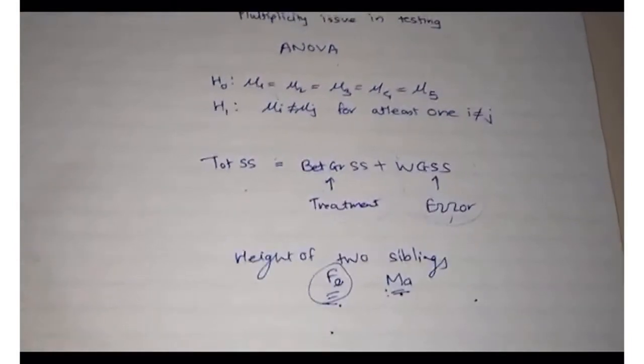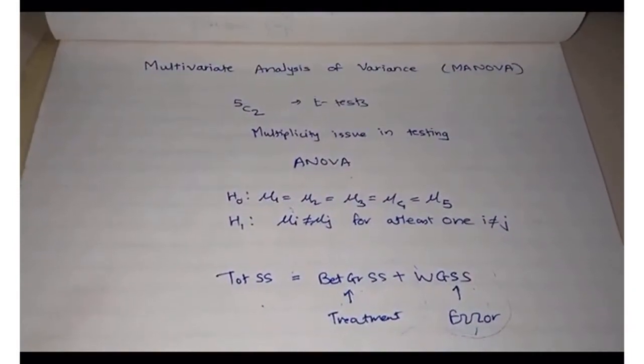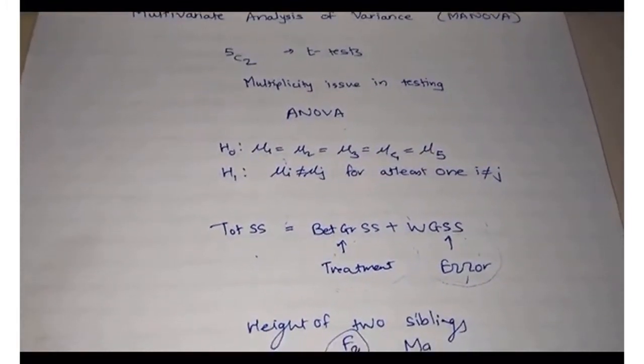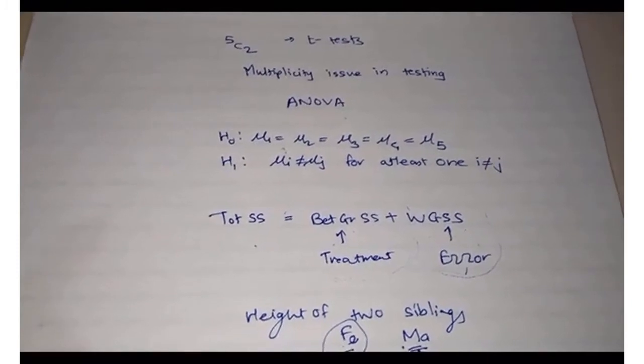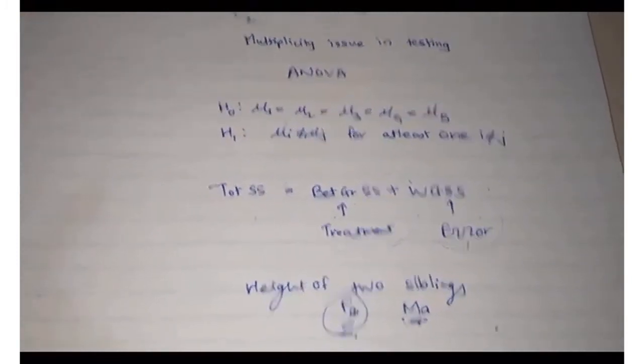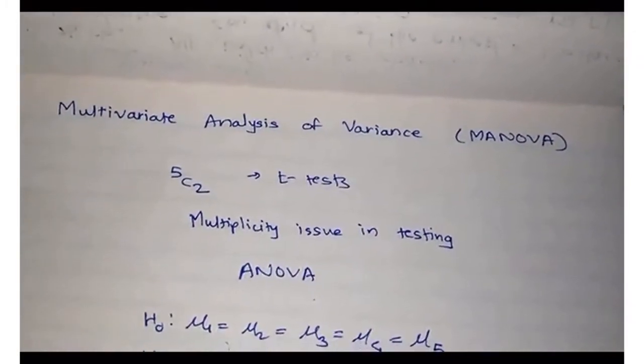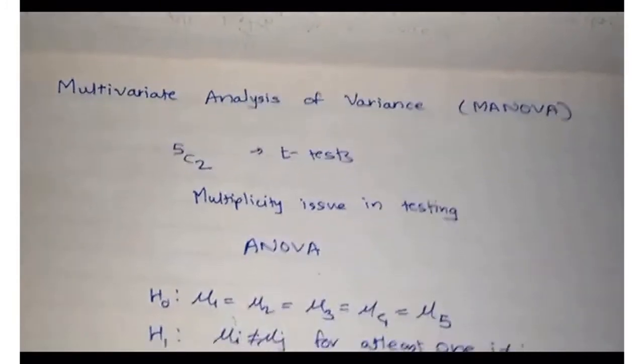Now we have already studied equivalence of t-tests in the multivariate setup. So we saw Hotelling t-square, which is equivalent to the t-test. Now we will try to see what is equivalent to ANOVA. It is known as multivariate ANOVA, that is MANOVA. So it is equivalent to ANOVA.